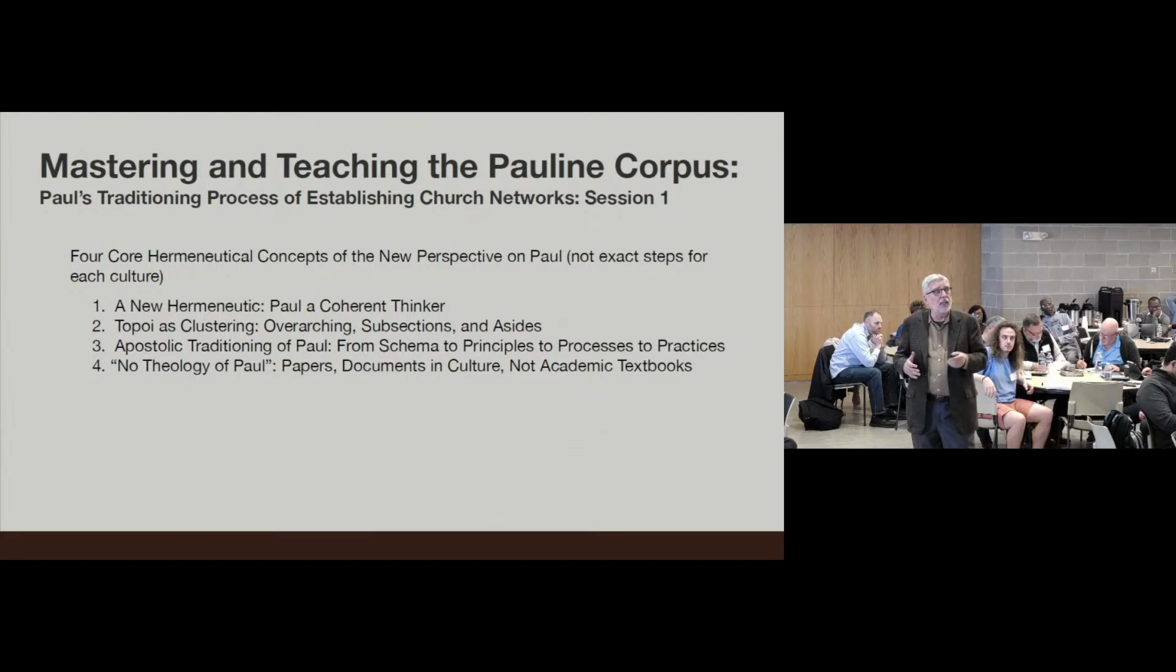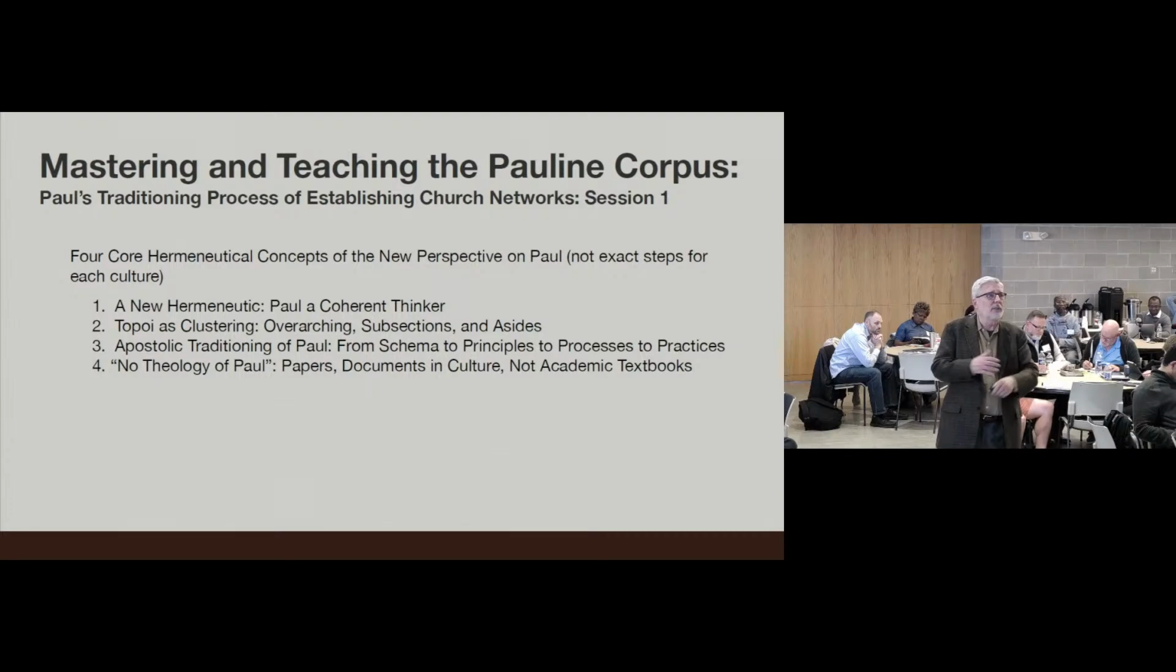Second is topoi as clustering. What in the world is topoi? Well, that will be really clear by the end of session 5. But basically, well, I won't even say it now. We're going to look at overarching subsections and asides. Then the actual apostolic traditioning process of Paul, where you move from schemas to principles to process to practices.